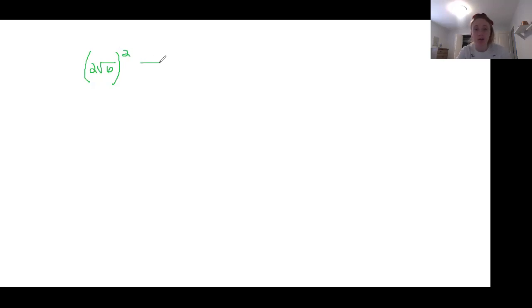So it's squared. Now remember, what that means when it's squared is you just write it twice, okay? Because 2 square root 6 squared is just 2 square root 6 times 2 square root 6 again, okay? So don't get confused on that, and then we're just working through it like normal. So do the outside numbers, 2 times 2, we get 4.